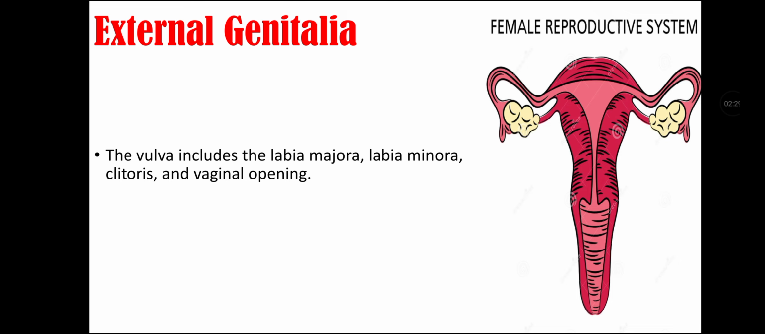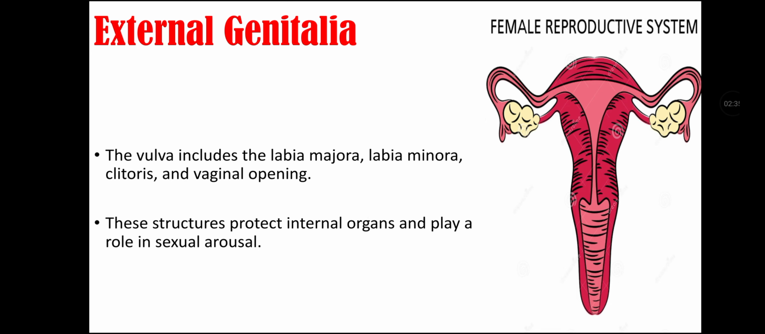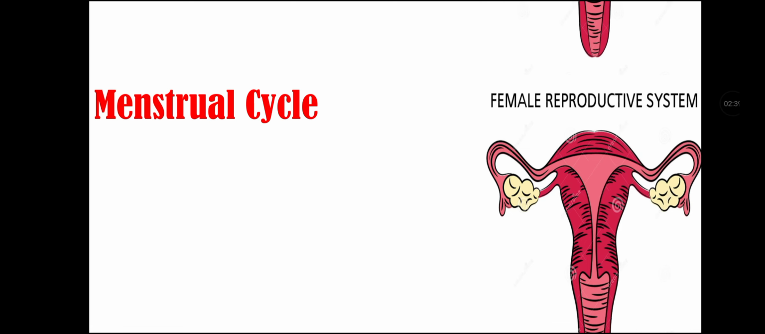Next part is external genitalia. That includes vulva, that includes the labia majora, labia minora, and clitoris and vaginal opening. These structures protect internal organs and play a role in sexual arousal.